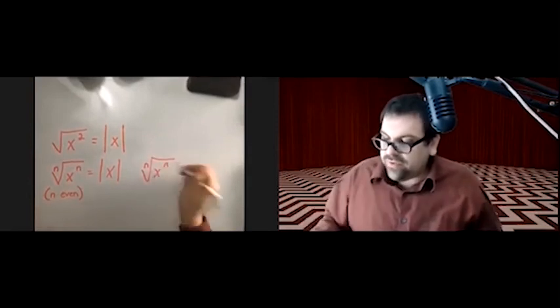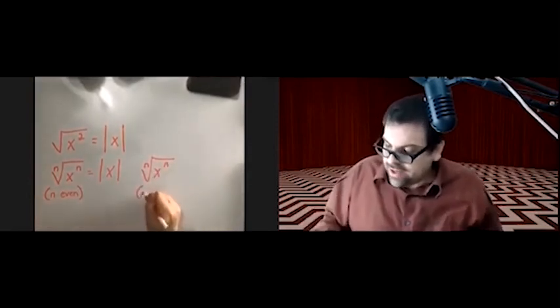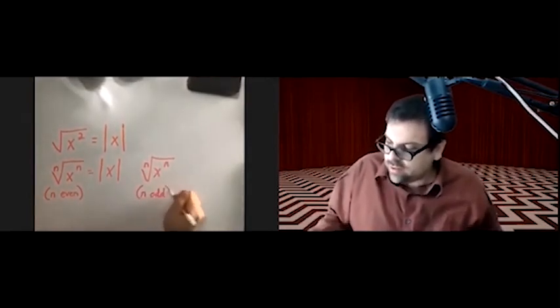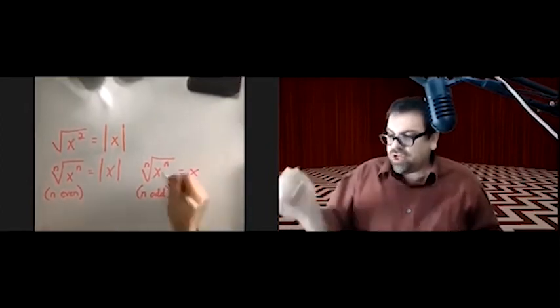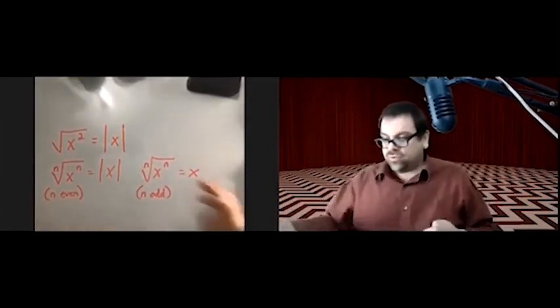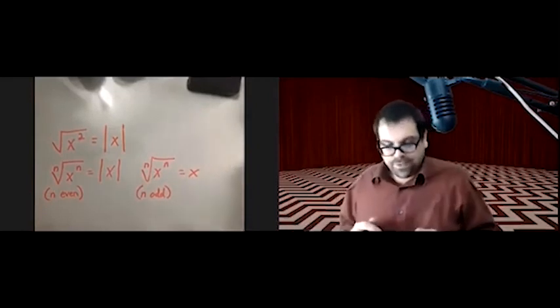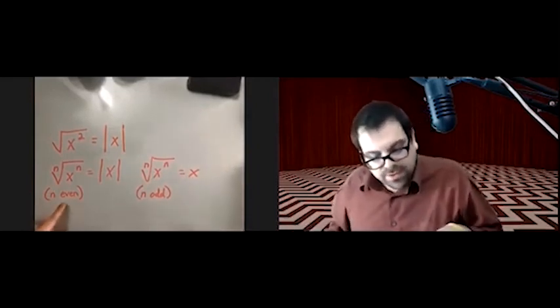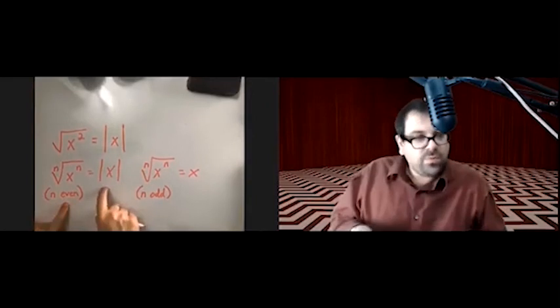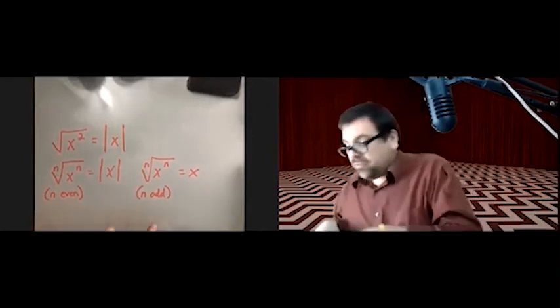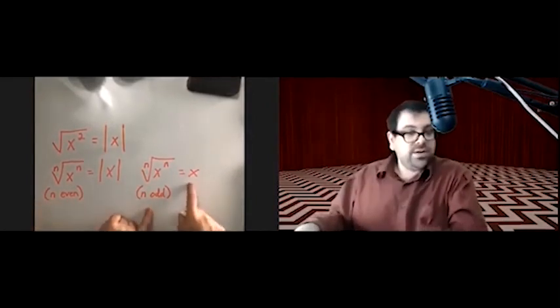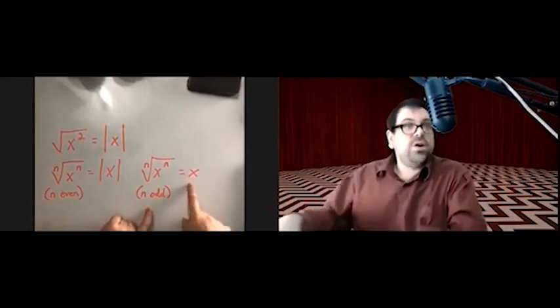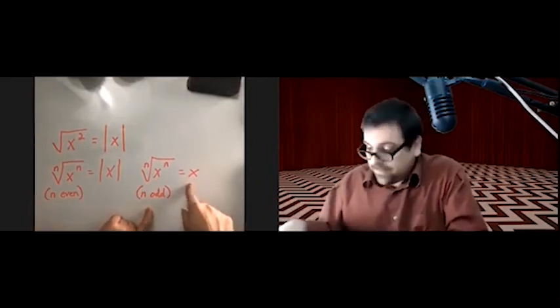The nth root of x to the n, if n is odd, is just what's underneath. They do truly cancel each other out. So if we're talking about even roots, we want the absolute value. If we're talking odd roots, then we don't want the absolute value.